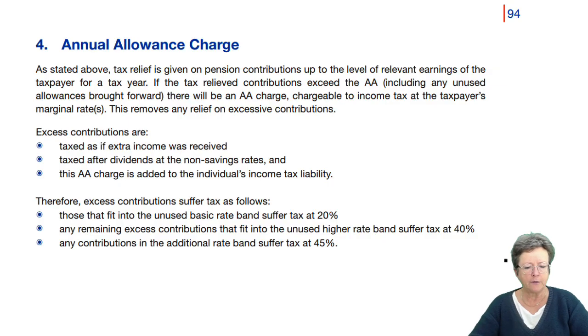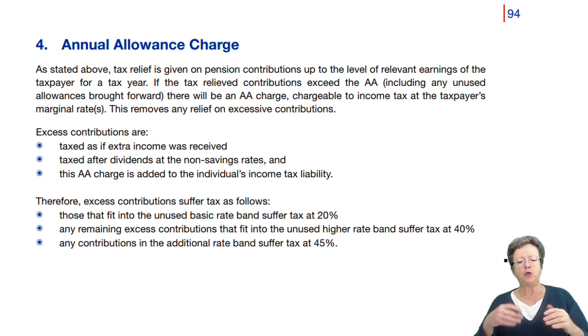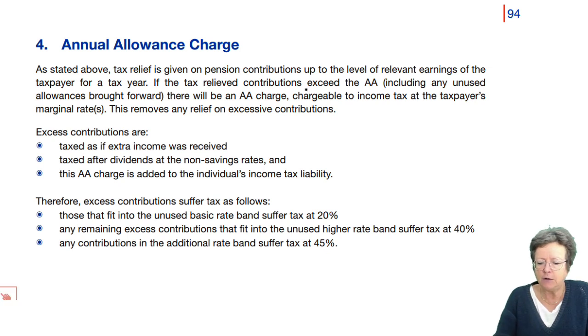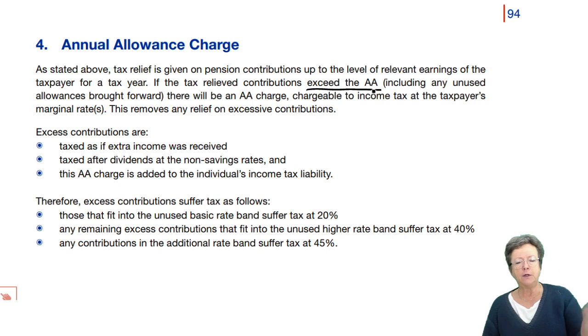So as we've looked at, tax relief is given on pension contributions up to the level of your relevant earnings for that tax year. Now, if your contributions exceed the annual allowance, including any allowances that might be brought forward, then there will be a charge.